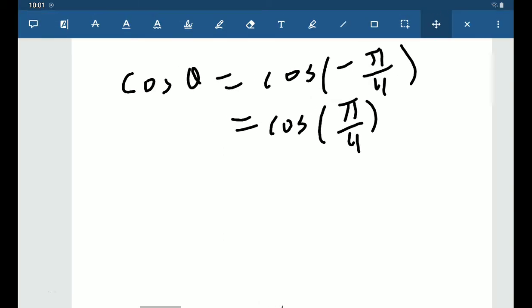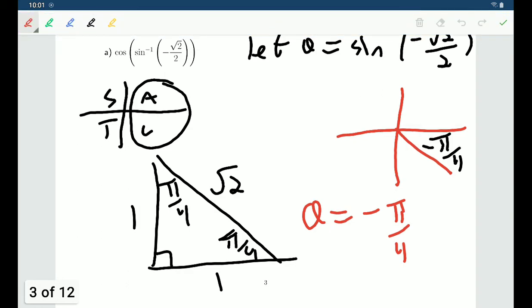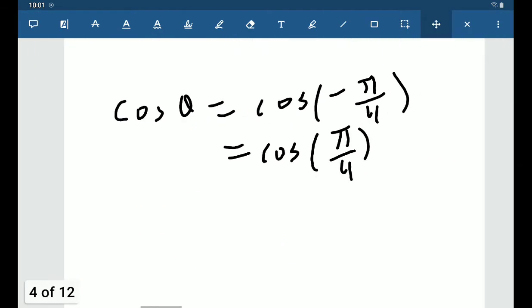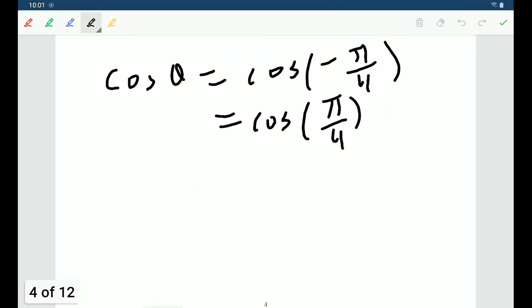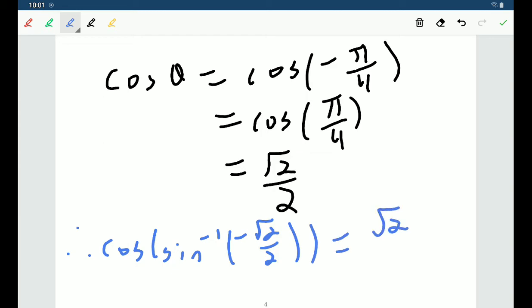Now, for cosine of pi over 4, returning back to our special triangle for pi over 4, cosine of pi over 4 would be adjacent over hypotenuse, 1 over root 2, or root 2 over 2. And so there we go. We have our answer of root 2 over 2. So the final conclusion that I would say is that cosine of sine inverse of negative root 2 over 2 is root 2 over 2.